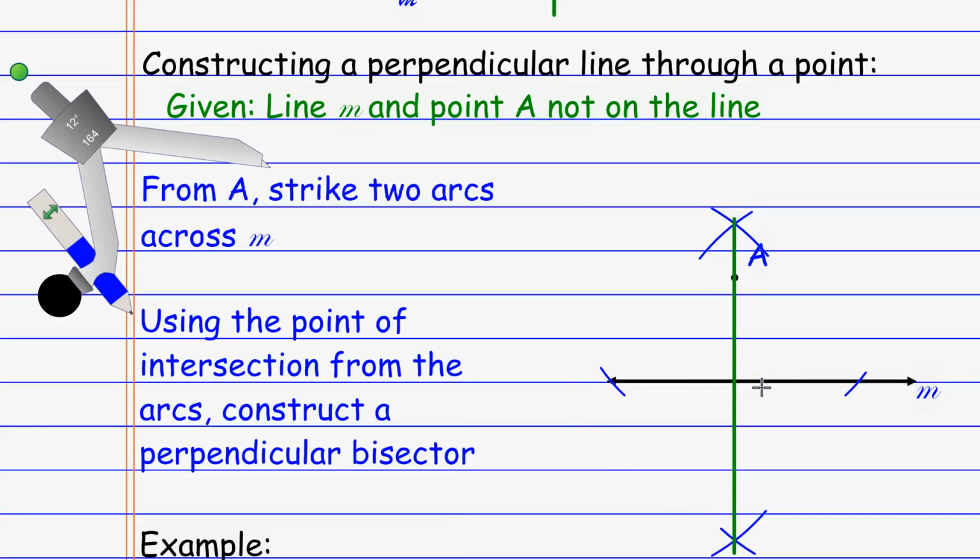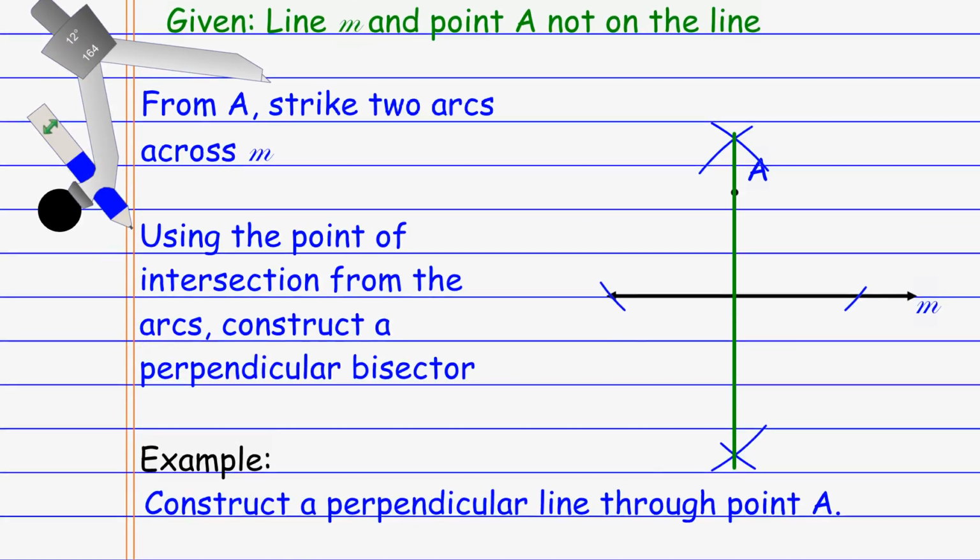I've created a perfect perpendicular bisector based on those arc measurements, and it created a perpendicular line that goes through A because A was at the center of this segment, and that's why I strike those arcs to begin with. Okay? Looking at the same thing in the next one, except slightly different.